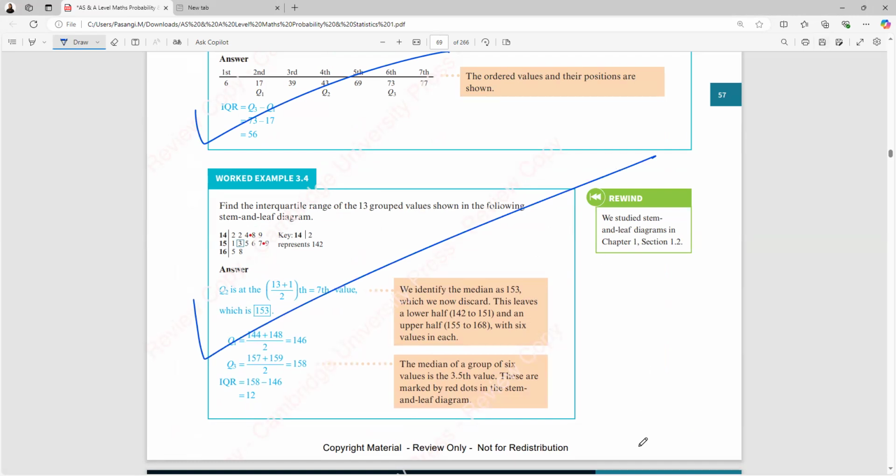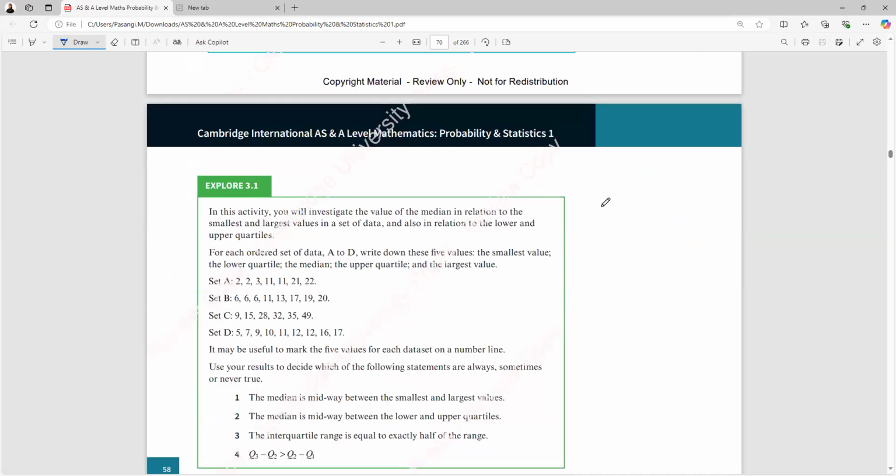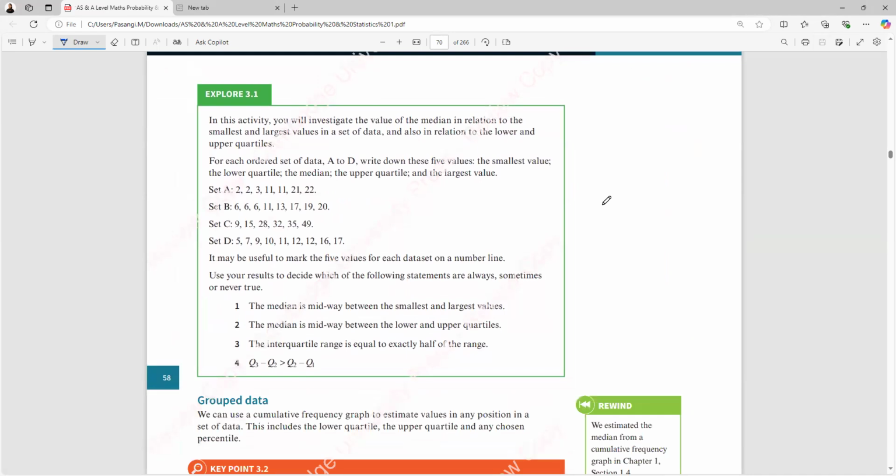No questions at all. Then use your results and explore 3.1. Can you give the reasons for these ones and check? Explore 3.1 and then we'll move to the next theory. Okay. It's like providing some reasons, the evidences.